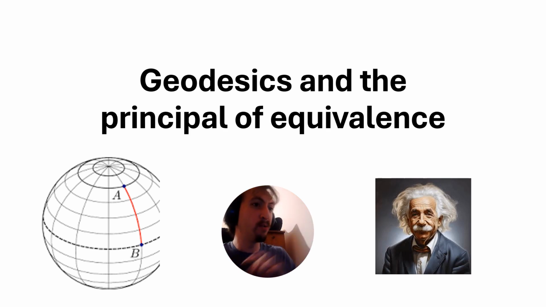So in the last video on this playlist we talked about parallel transport, and in this video we're going to be talking about how parallel transport allows us to talk about geodesics, so the shortest possible path between 2 points on the manifold, and that will allow us to talk about the physics of objects freely moving through space-time, leading us to the principle of equivalence and Einstein's happiest thoughts. So that is where we are heading in this video.